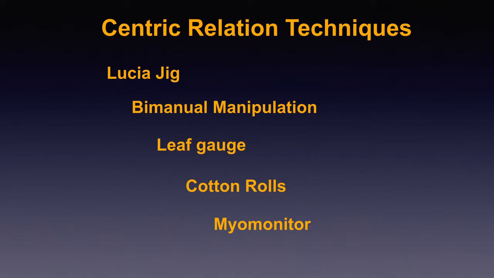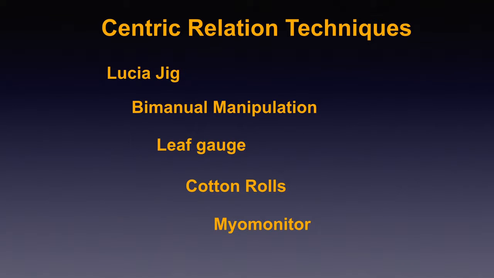There have been many techniques devised by our master teachers over the years for capturing centric relation. The 5 techniques which are commonly used today are the Lucia jig, bimanual manipulation, use of a leaf gauge, or the use of cotton rolls, and then the myomonitor. Some practitioners use a combination of these techniques to enhance their ability to record centric relation. The myomonitor is taught by Dr. Chang at the Las Vegas Institute, and we think it records a protrusive position and is therefore irrelevant to attempts to locate centric relation.